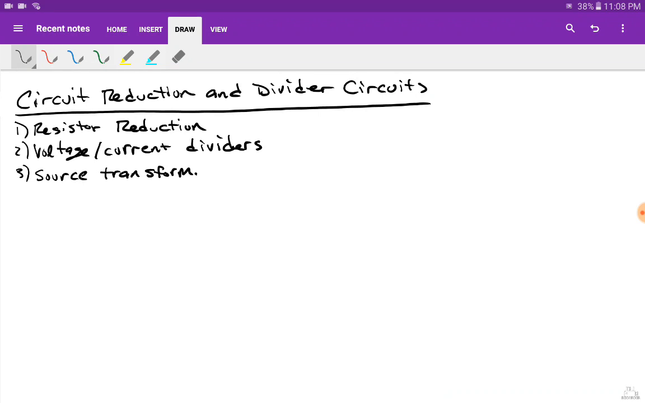Hey everybody. So today we're going to talk about circuit reduction and what we call the divider circuits in circuit theory. Okay. So this should be your second lecture in a series of many. At this point, you should know what sources are, the types of sources, Kirchhoff's voltage law, Kirchhoff's current law, power, passive sign convention. All right.